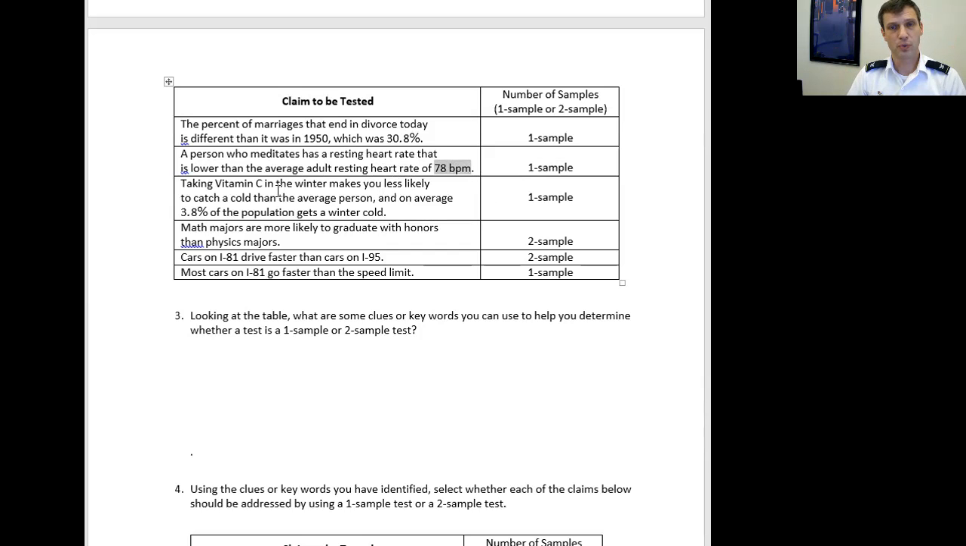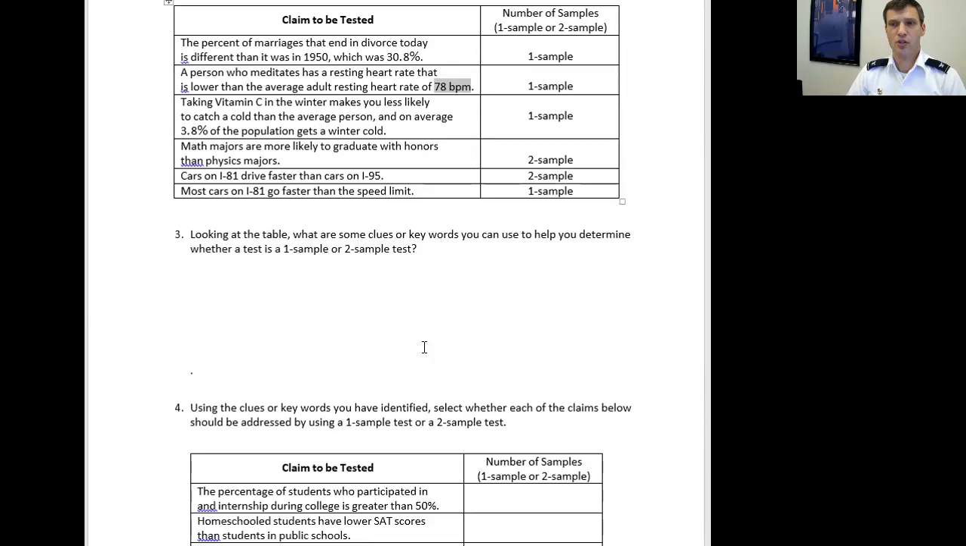In vitamin C, you reduce the risk of getting a cold. Again, I know what the number is if I don't use vitamin C. So I'm just comparing against that one number. So it'd be one sample. Math majors are more likely to get honors than physics majors. Math majors, physics majors, two groups, two samples. Cars on I-81 travel faster than those on 95. 81 drivers, 95 drivers, two samples. But then the last one is cars on 81 go faster than the speed limit. And that's, again, the speed limit's a fixed number. So therefore, I can talk about the one sample of drivers from 81.